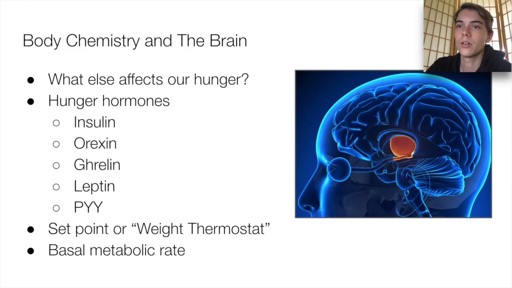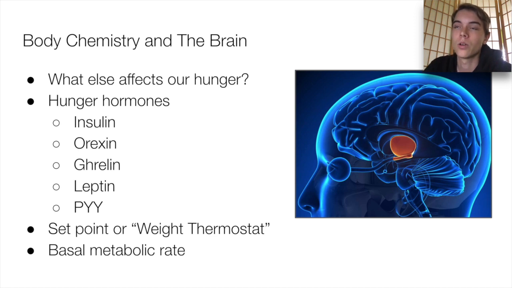So now that we know there are more factors, let's move on to body chemistry and the brain. So hunger hormones are another one of these big factors, and you can see there are a few that I've listed. So insulin is a big one. It reduces the blood sugar after food intake, and you may know it also causes diabetes if you have a lack of this, if there's an issue with your pancreas, which produces your insulin.